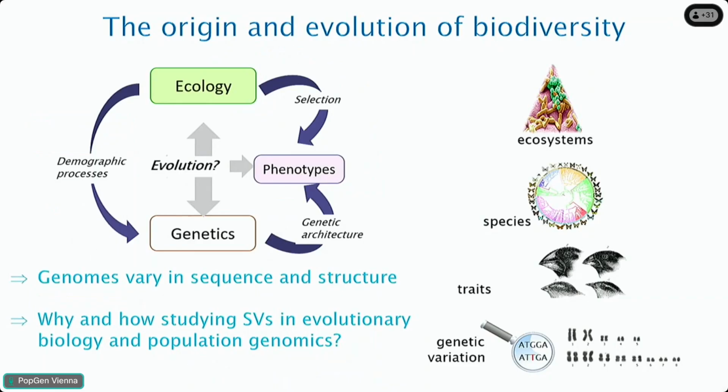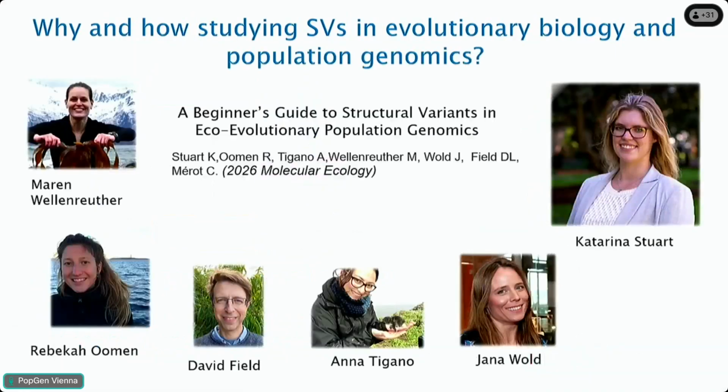We all know that genomes vary in sequence, and we have known for a long time, since people could observe chromosomes, that they also vary in structure. So why are we studying structural variants in evolutionary biology and population genomics? To answer this question, we've been trying to write a kind of beginner's guide with these people. This was mostly led with Katharina. Most of the introduction is based on this review, so I'm introducing that and thanking the co-authors.